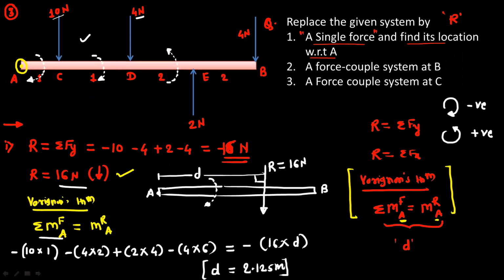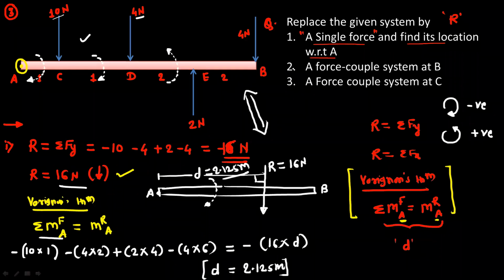Okay, so now we have got the distance D is equal to 2.125 meter with respect to point A. So this is the answer for the first question. The question was: replace the given system by a single force and find its location with respect to A. So we can replace all these forces and show a single force 16 Newton at distance 2.125. Both these systems will be equivalent systems.